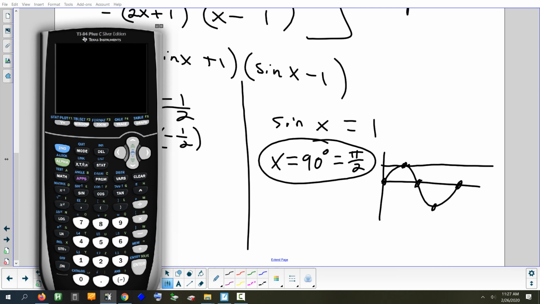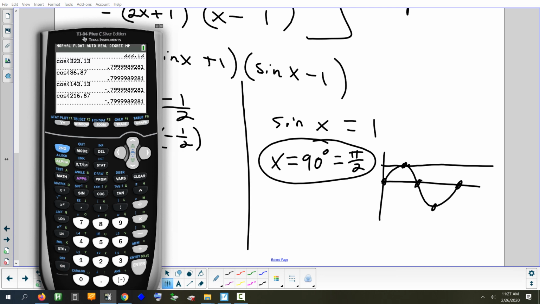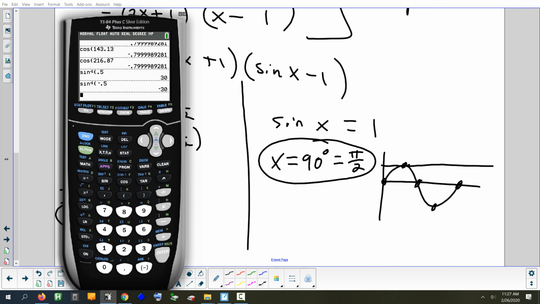So second inverse sine of negative a half is negative 30. Now, what can you add to that to make it a positive number? Because if they ask for answers between 0 and 360, you don't want to put that down. Yep, 180 or 90.